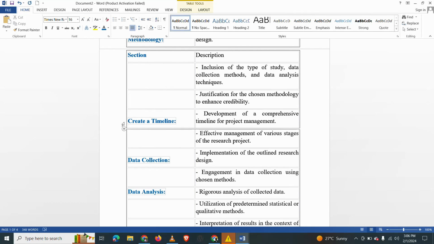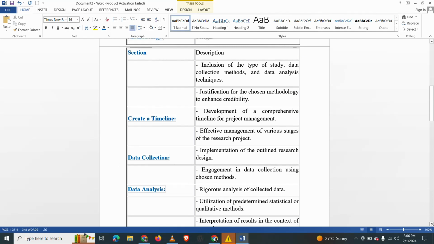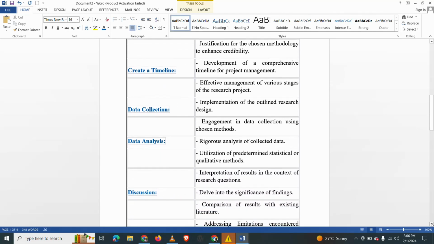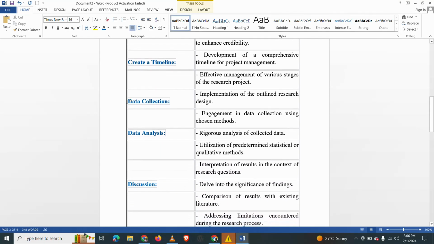So then on data collection, you remember for each and every research, there is that data that you're going to analyze so that you come up with the findings. So on data collection, the outlined research design is put into action as data collection commences.